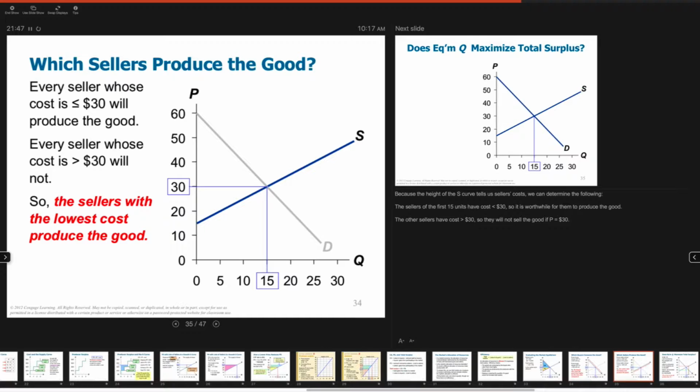Why would sellers produce it if their cost was $30? So no profit is what you're saying? Why would you ever produce something at no profit? In the real world, you would produce at no profit. Sometimes you'll even go ahead and produce at a loss, because you can get sales going, or there are other reasons.